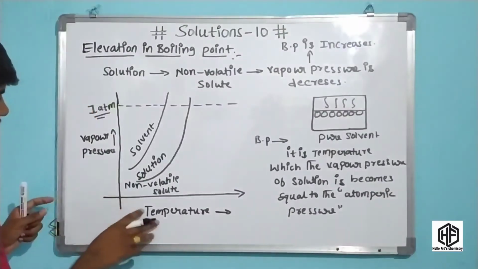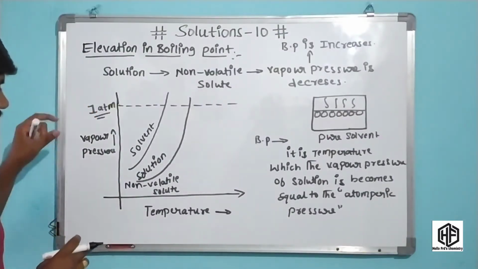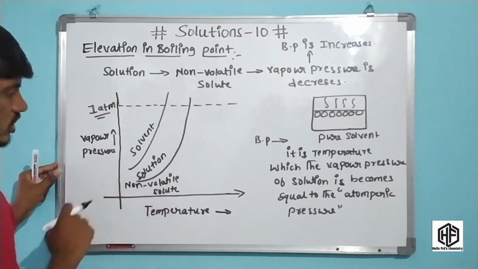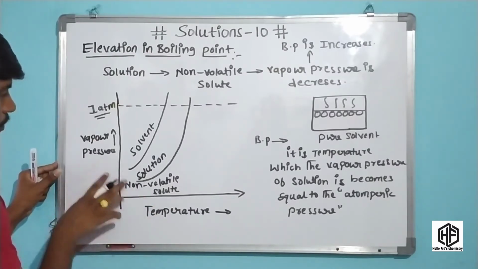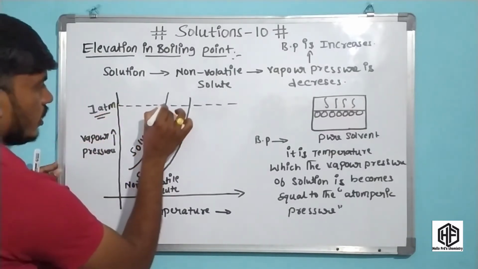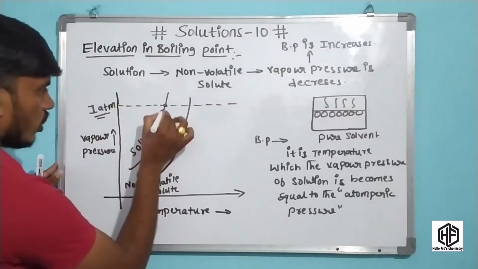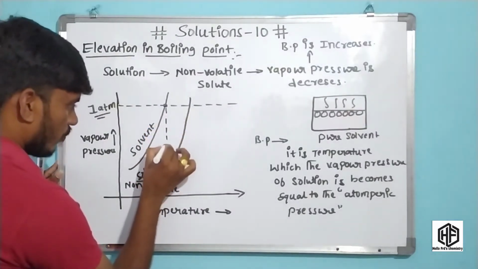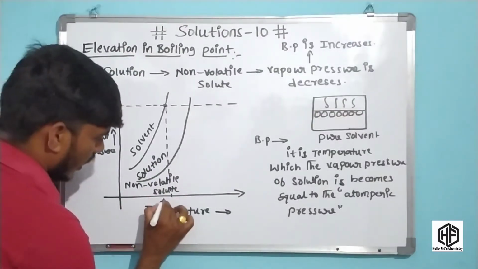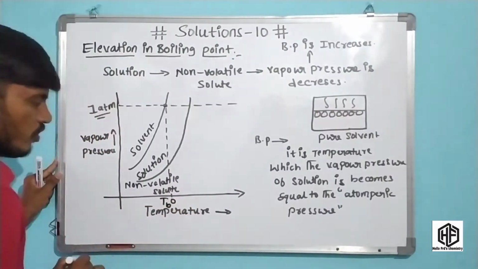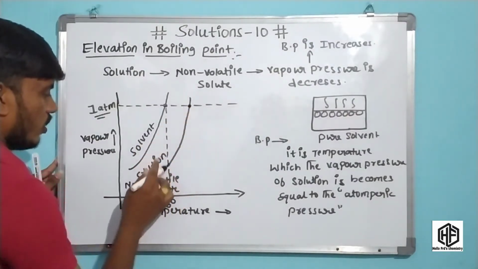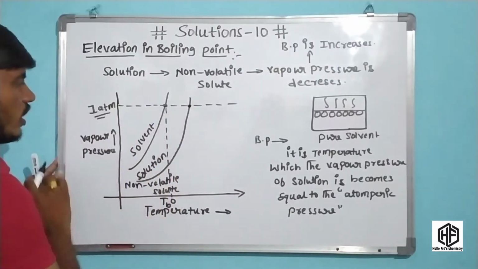Okay friends, now this vapor pressure versus temperature graph. The solvent vapor pressure is very high compared to the solution vapor pressure. In the graph, the solvent crosses this 1 atmosphere like this. This point is the pure solvent boiling point, called TB naught. In the solution, the boiling point is at this point, where the solution crosses this 1 atm.